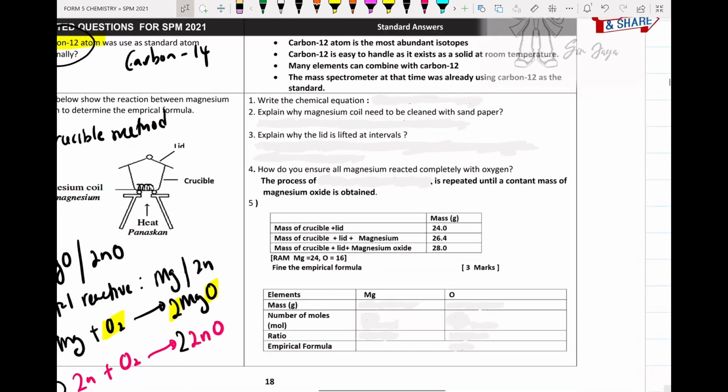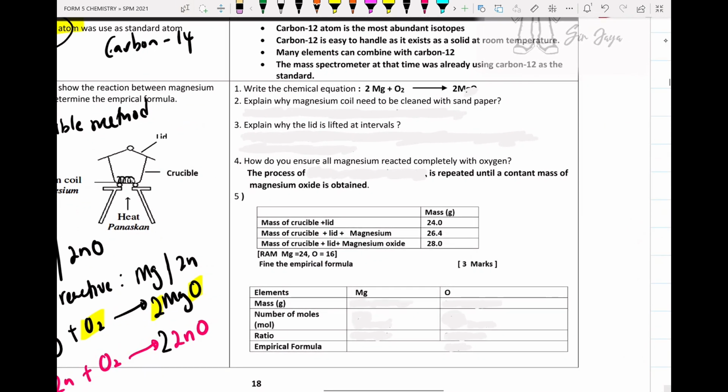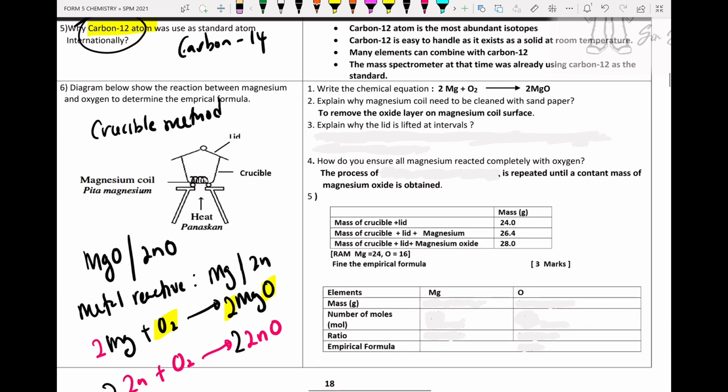All right, we check the question. First, they ask us to write the chemical equation. So write down the chemical equation. Explain why the magnesium coil needs to be cleaned with sandpaper: to remove the oxide layer from the surface of the magnesium. Why must the lid be opened occasionally, at every interval of time? To allow the oxygen from the air to enter inside the crucible and to react with magnesium. So this is the answer.